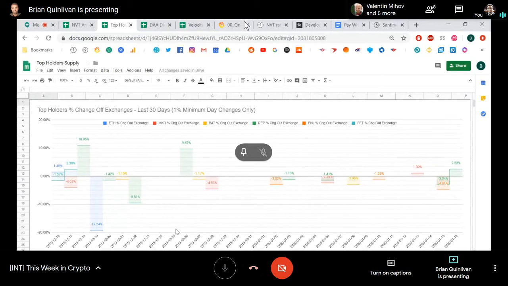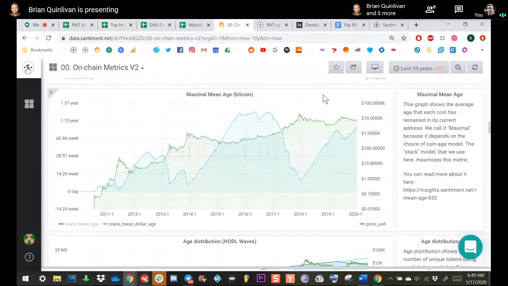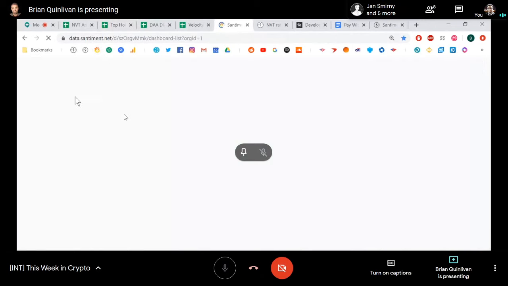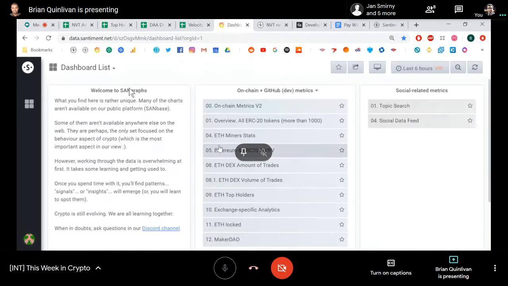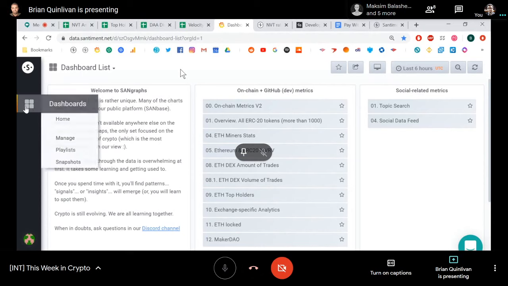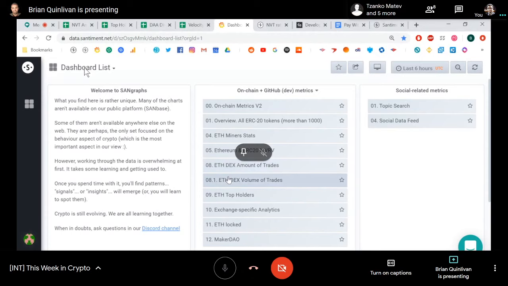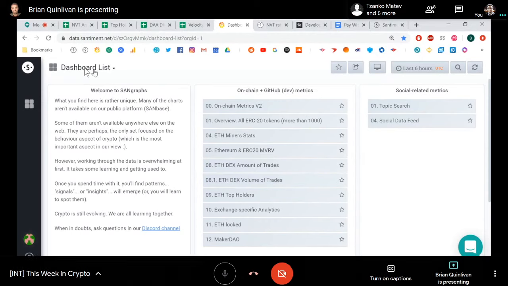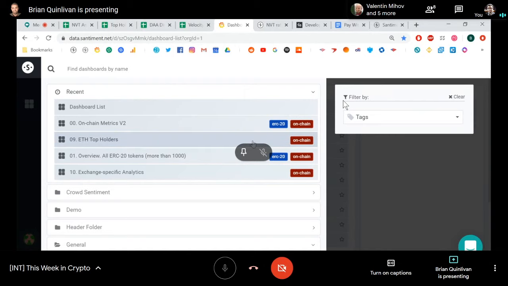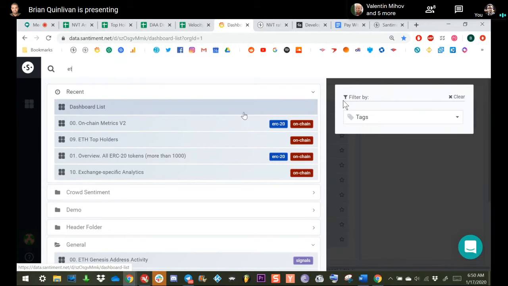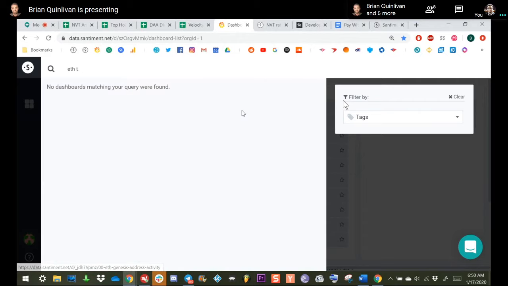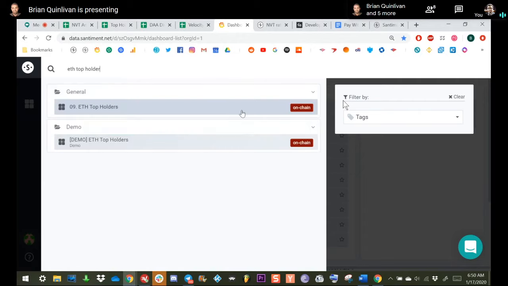Actually, you can do that yourself in the Santiment dashboards. This is not a chart that's in our feed, but you can search for it in the upper left corner. So click on the dashboard list text. Yep, you can just click where it says dashboards list in the upper left corner. Oh, got it. Yep, and you can type in ETH holder, ETH top holders. Okay, maybe not. No, there it is.